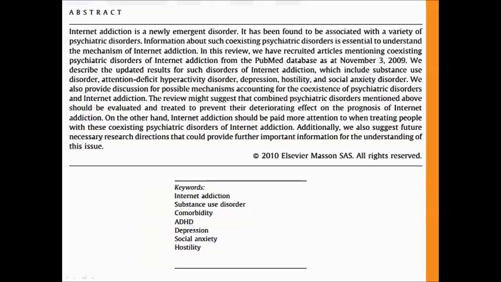And then they talk about the population they included, and subsequently the conclusions, implications, and applications. So for the populations that they included, they list the disorders here. They talk about substance use disorder, attention deficit hyperactivity disorder, depression, hostility, and social anxiety disorder. All of these things are what they were interested in, so it tells you what exactly they were looking at.